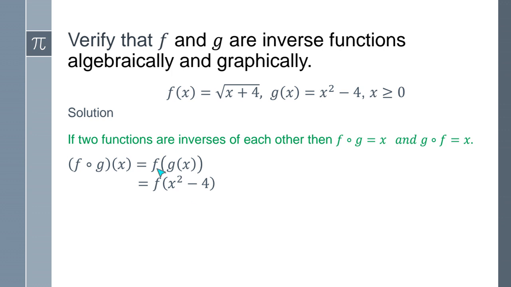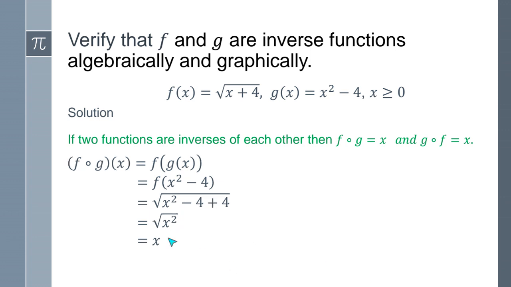So let's do that first. Here I have f of g of x. g of x is x squared minus 4, so I plug that in here. Now I'm going to take whatever I have inside of these parentheses and plug it in for x in the function f. And so we get x squared minus 4 plus 4. Simplify. Negative 4 plus 4 is 0, so we're left with x squared. The square root and the power of 2 gives us just x.